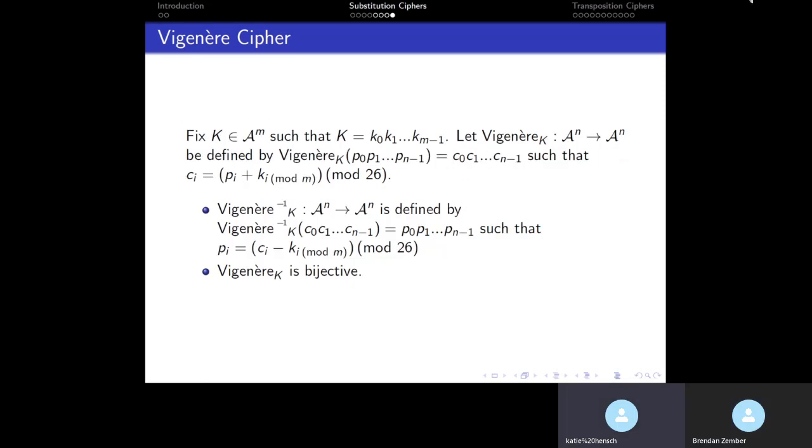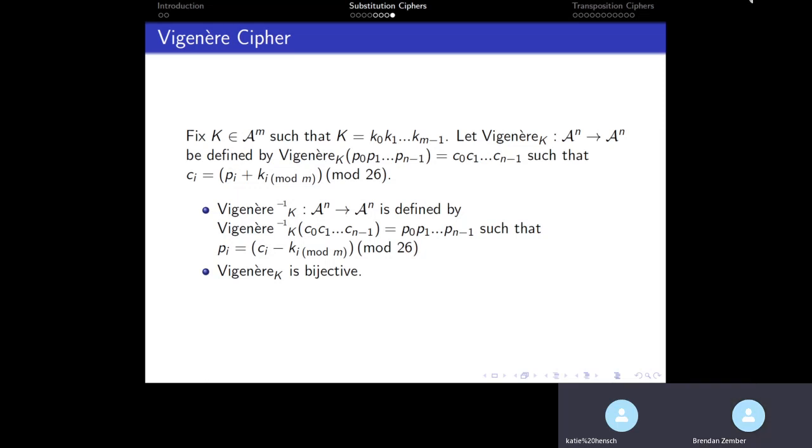For the math of the Vigenère cipher, we will begin by fixing a k in A^m, such that k is a word within A^m. Then we'll define Vigenère as a mapping from A^n to A^n, where inserting the plaintext into the Vigenère map results in a ciphertext such that each c_i is the value of p_i plus k_(i mod m), which is then mod 26, meaning that it will be within the alphabet.